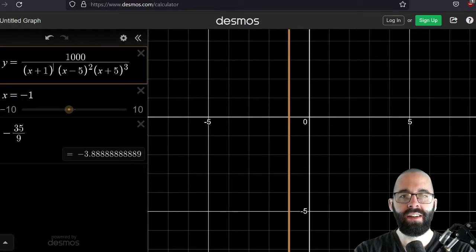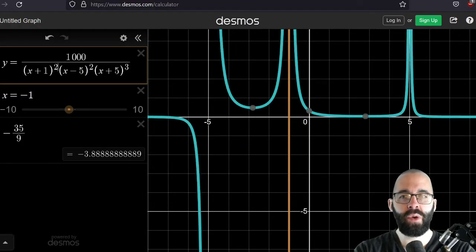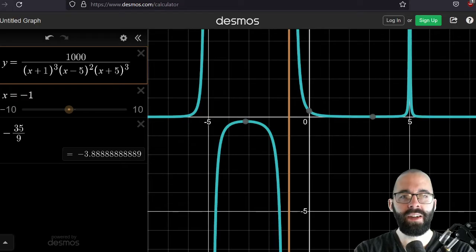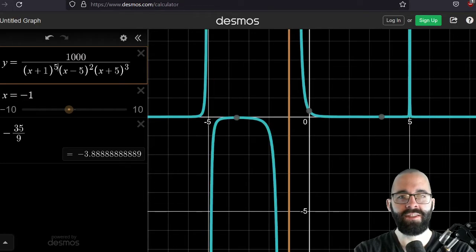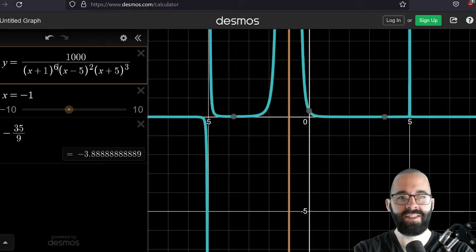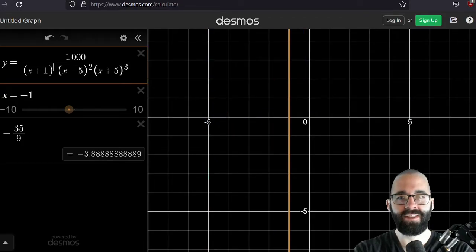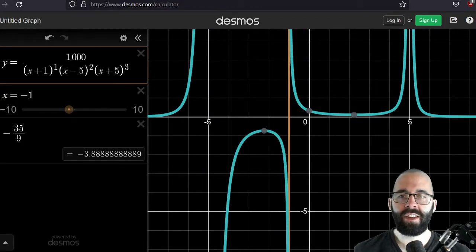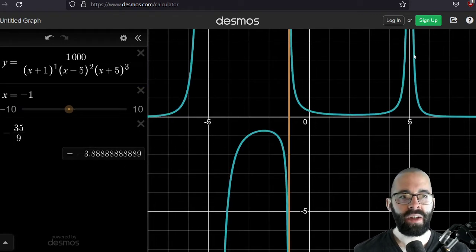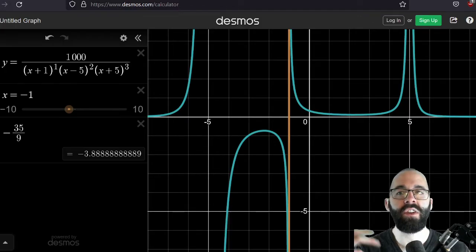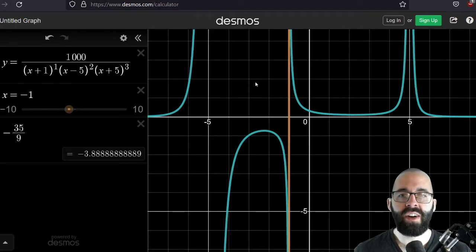If I square it, now they're both going positive. If I cube it, opposite directions. To the fourth, same directions. Fifth, opposite directions. Sixth, same directions. And in general, look at these other ones as well. x minus 5, that's going in the same direction on each side of the asymptote because it's x minus 5 squared. x plus 5 cubed, going in opposite directions on either side of the asymptote.